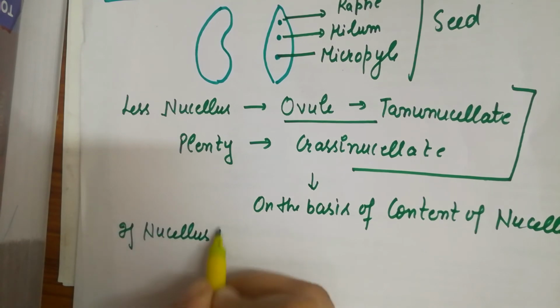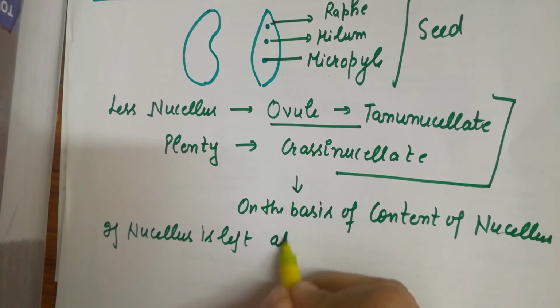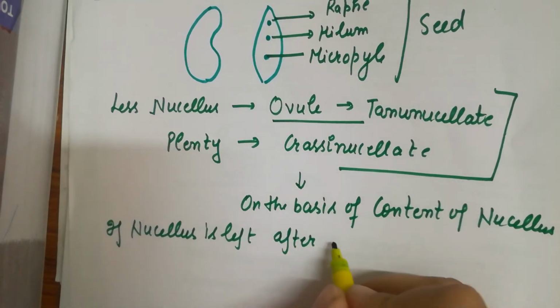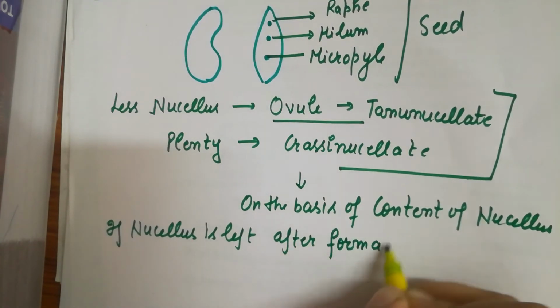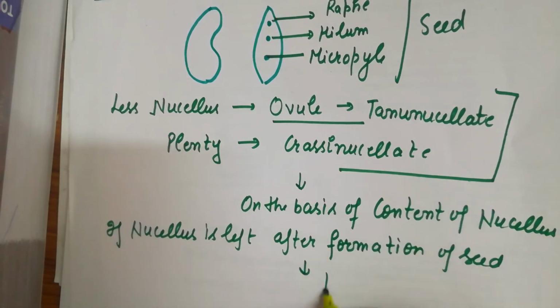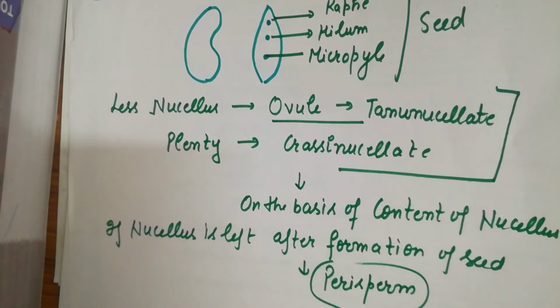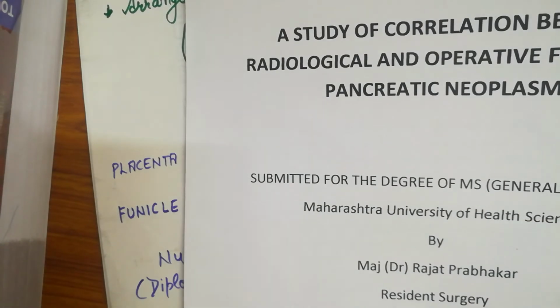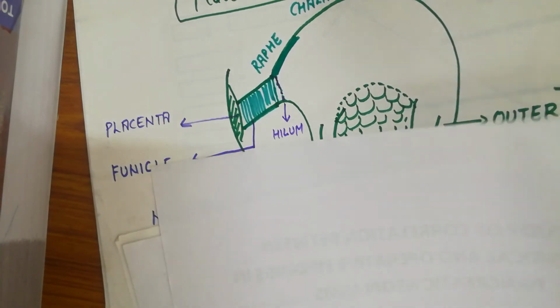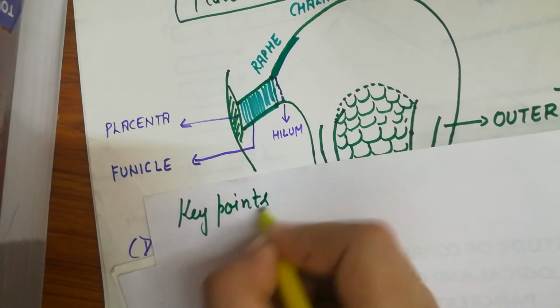Now, if nucellus is left even after the formation of the seed, if nucellus is still there in the ovule after the formation of the seed, then that is known as perisperm. Clear? So which things do you have to remember here now? Listen carefully. These are the key points we are going to discuss now.